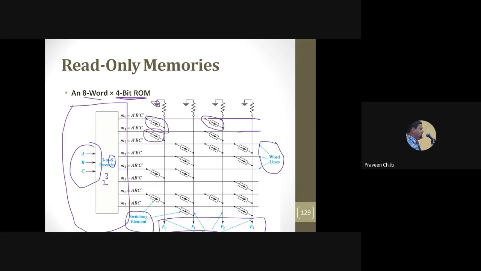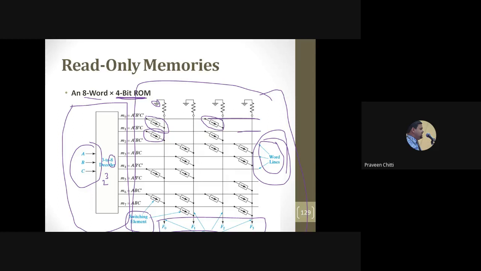Why have we used a 4-bit ROM? 8 word by 4-bit ROM, because we are implementing 4 functions. Right. So you can see here an array-like structure, wherein we have word lines. How many word lines are we having? 8 word lines, and each of these words can have 4 output lines because the size is 4.